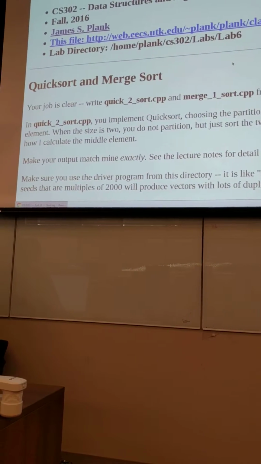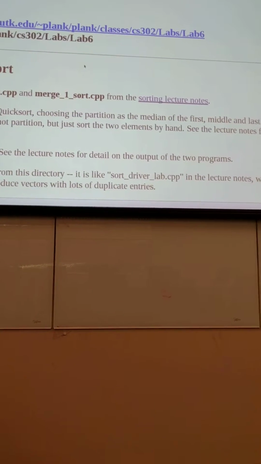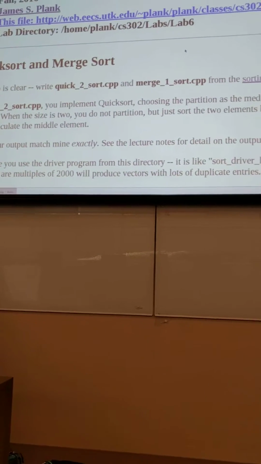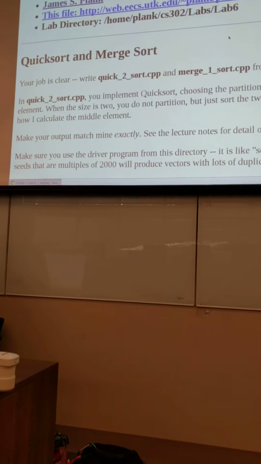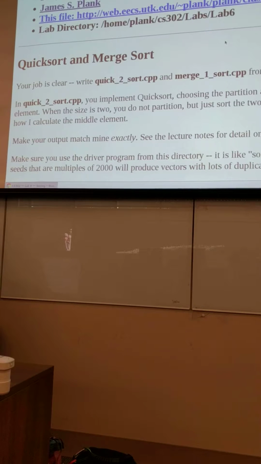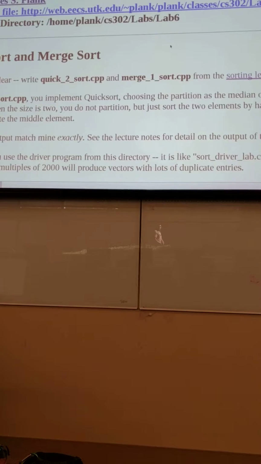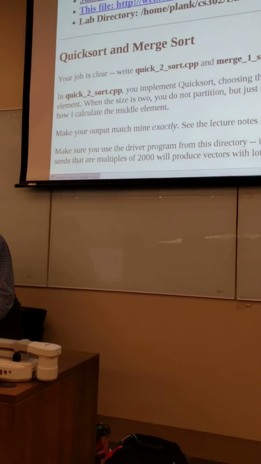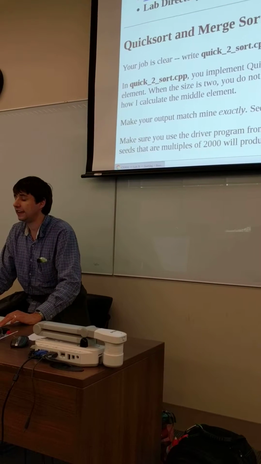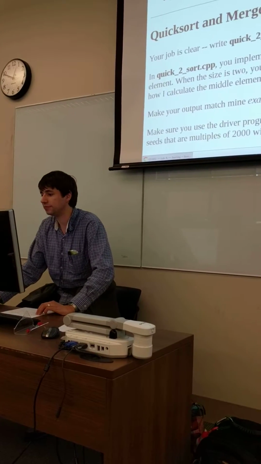In the lab directory, there is a driver program called Sort Driver Lab, and it will include the main of the program, and it is given a seed which generates the random vector that's going to be sorted. If the seed is a multiple of 2000, it's going to produce vectors with lots of duplicate entries. There's also a makefile in the lab folder and sorting.h, which defines the function sort doubles.